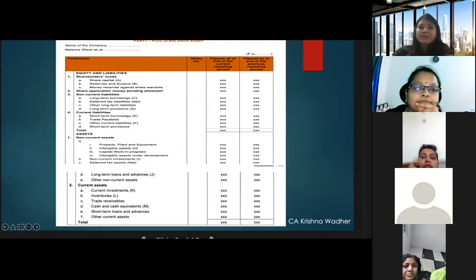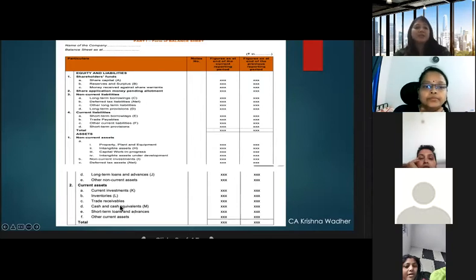Assets you will get are property, plant and equipment, intangible assets, capital work in progress, intangible assets under development, non-current investment, and deferred tax assets. Long-term loans, advances, other non-current assets. Current assets we need to identify are current investment, inventories, trade receivables, cash and cash equivalents, short-term loans and advances, and other assets.